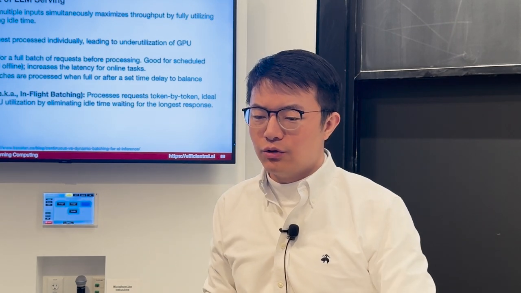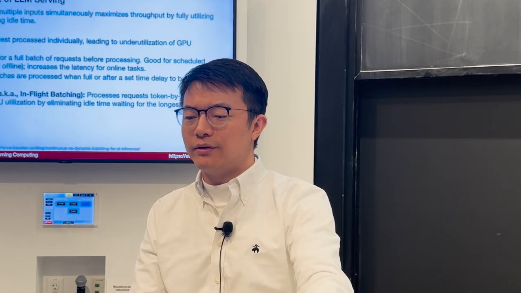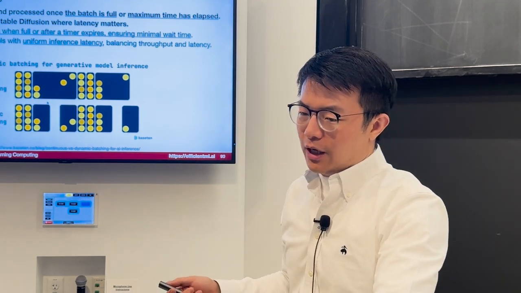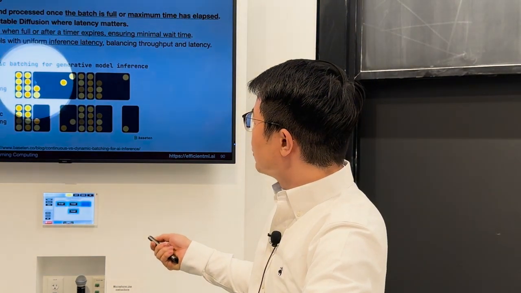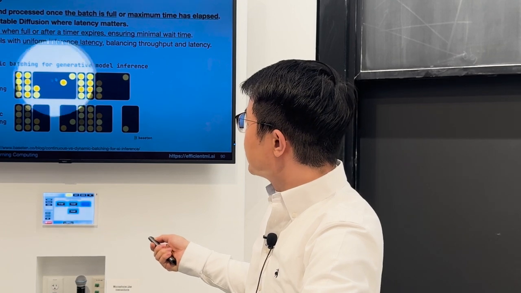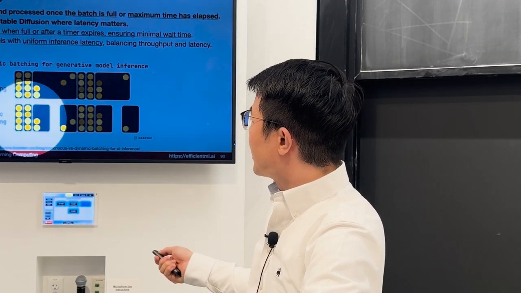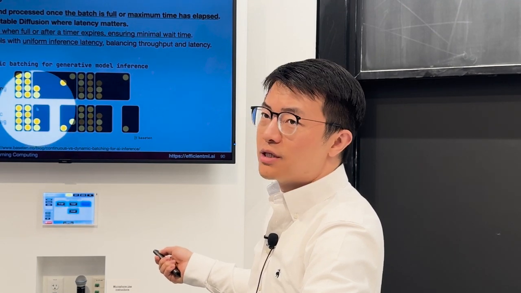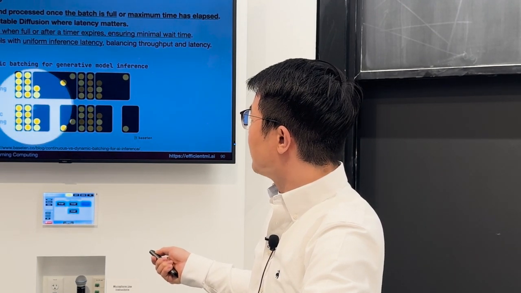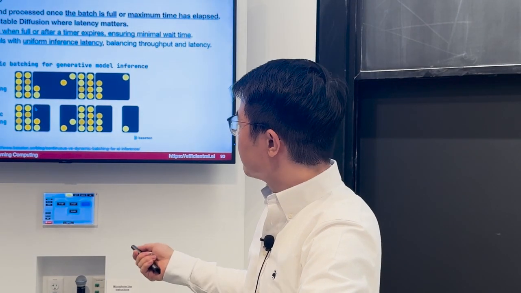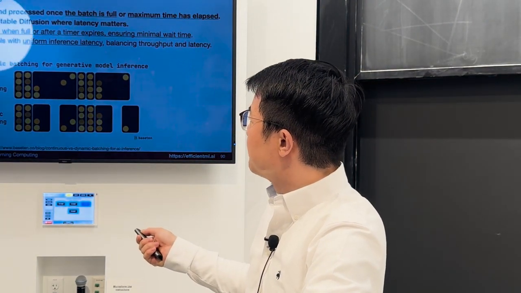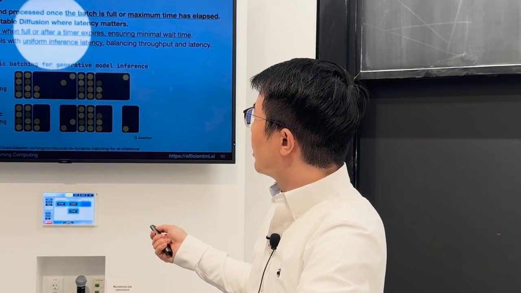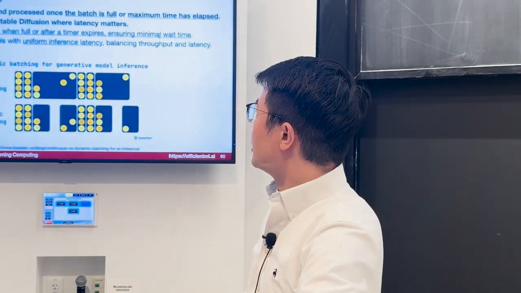And the last is continuous batching, also called in-flight batching. It has a finer granularity, token by token. Let's see an example of dynamic batching. With static batching, you have to wait for 4 requests to arrive, which may take a long time. Dynamic batching says either when the batch is full or when a preset time has arrived, then you should process them, even if the batch is not full. This is like a bus that will leave when it's full or when the timer expires, to ensure minimum wait time.